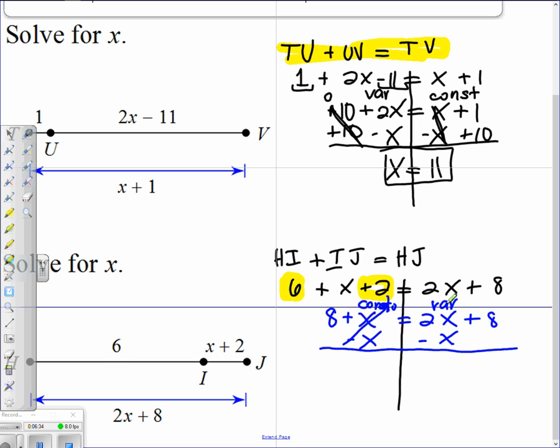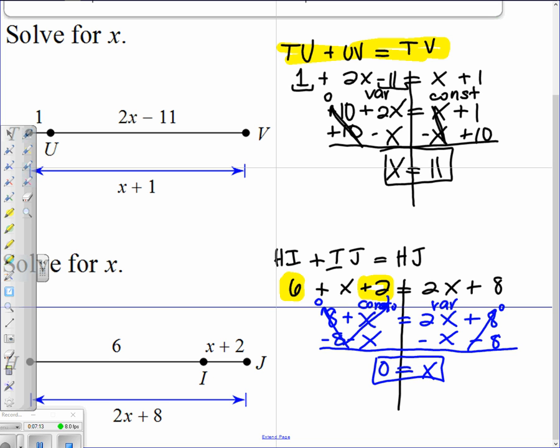On the right hand side, variables means the letters. I would like all of these to have a letter. 8 does not have a letter. Get rid of it. The opposite of plus 8 will be negative 8. What you do to one side, you must do to the other. These are opposites. They cancel. So you have 0. These are opposites, and you have 0. So what you have here is nothing left over. 0 is equal to 2x minus 1x, which gives you x, and that is your answer.